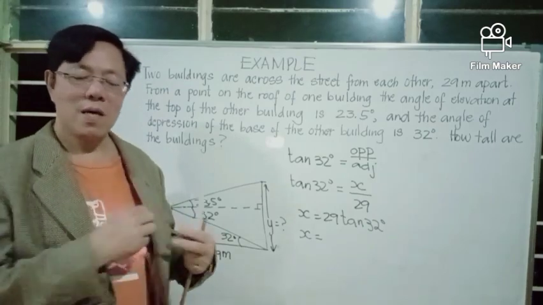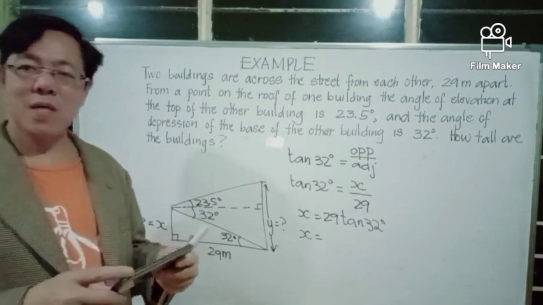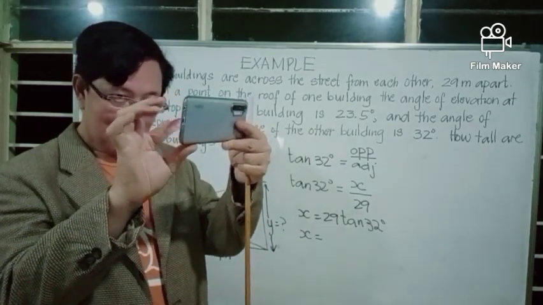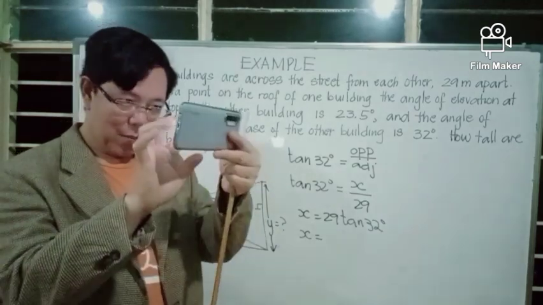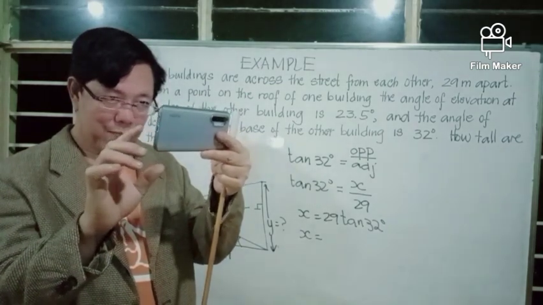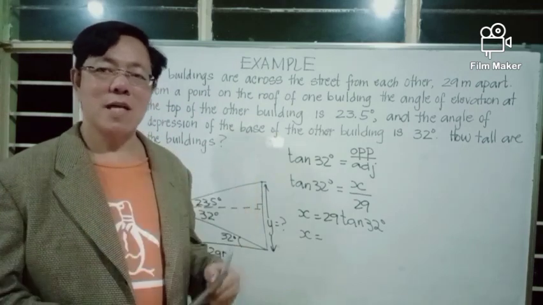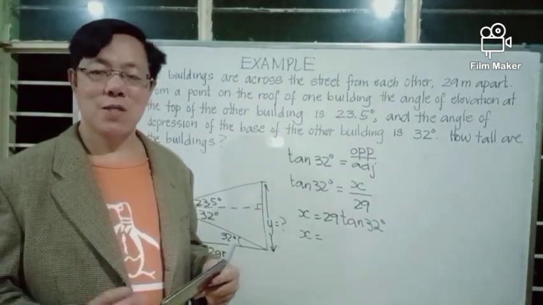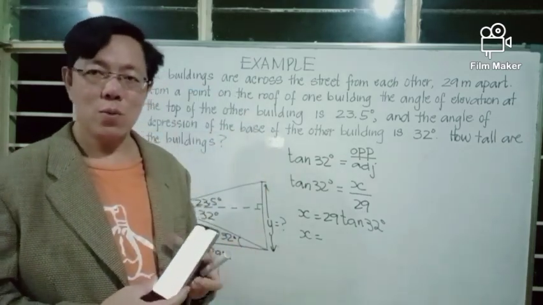We find that by using our calculator, the mode should be in degrees. 29 multiplied by tangent of 32 degrees, and you should get 18.12. The third digit from the decimal point is 1, and it's less than 5. So we simply drop that digit and all the digits to its right. And to 2 decimal places, the final answer is 18.12 meters.